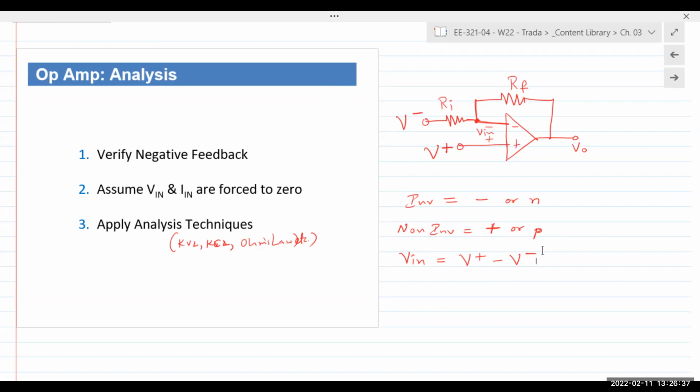Okay. All right. Questions? Any questions before we move on to our first derivation?